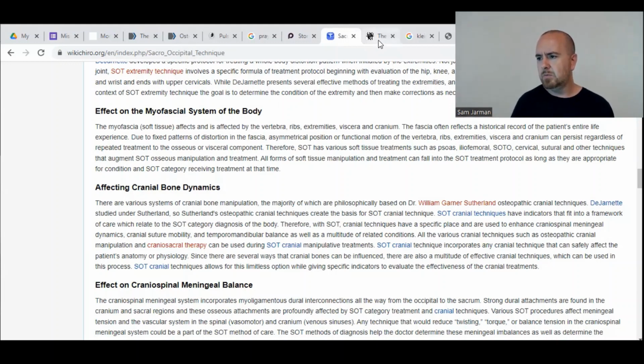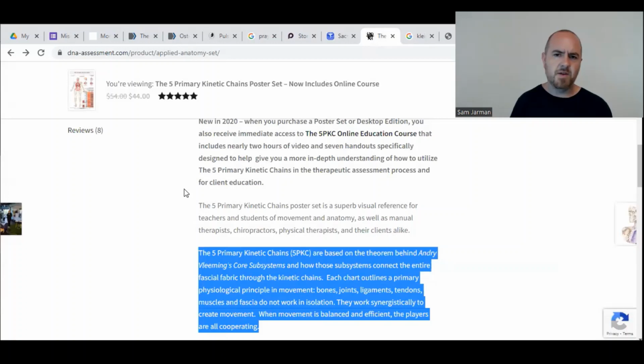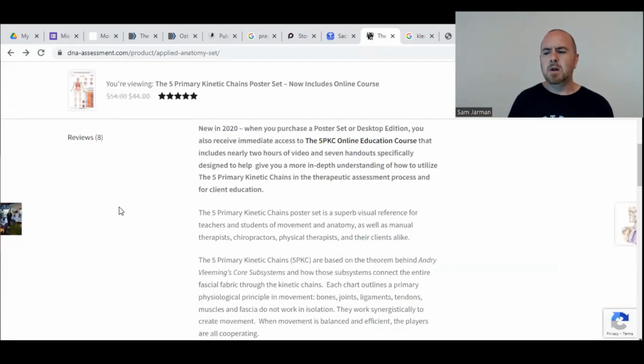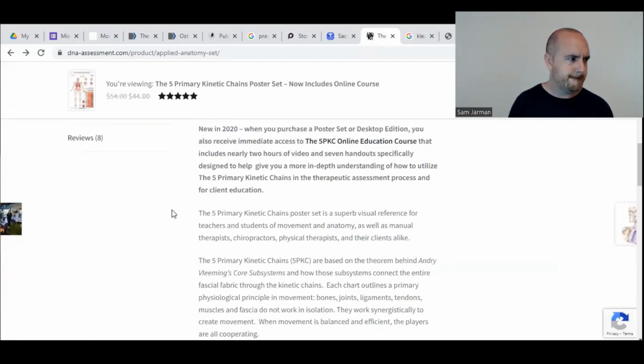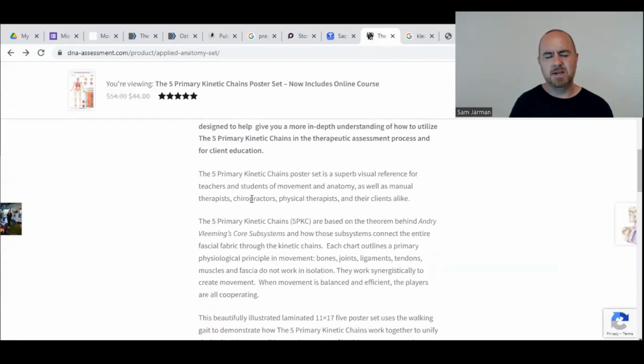Right. Now we'll move on. There is another model that's sort of come in. A lot of this comes from, I guess, applied kinesiology. It may not be perfectly from applied kinesiology, but it's like dynamic neuromuscular assessment, which is based on the 5 primary kinetic chains. Those are based, and this is from this page that you can see, on the theorem of Andreev-Leeming's core subsystems and how those subsystems connect to the entire fascial fabric through the kinetic chains.